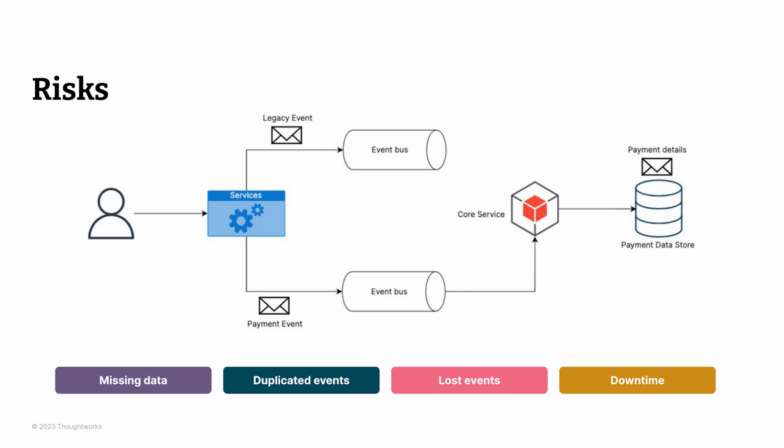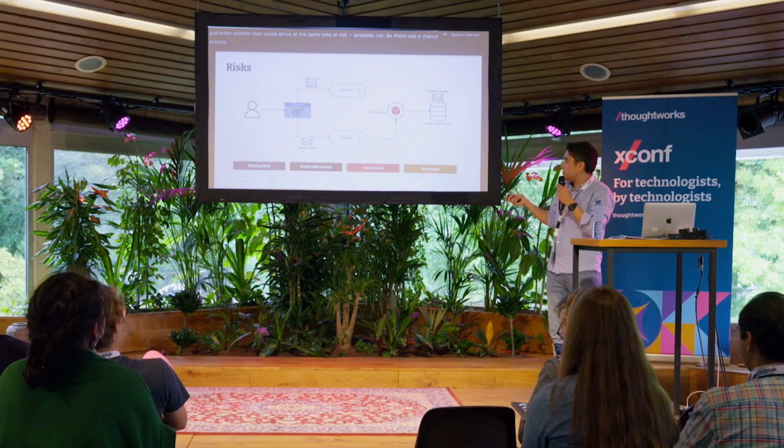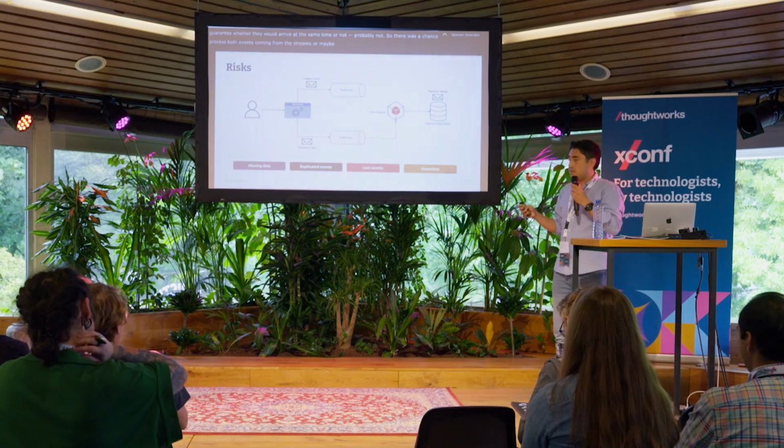Then we were thinking about duplicity or lost events. As you may know, in these event-driven architectures, delays are inherent. So when a new payment was created, these services would publish events into both streams, but we had no guarantee whether they would arrive at the same time or not. Probably not. So there was a chance that we would process both events coming from both streams, or maybe lose events, right? So we wanted to minimize this.